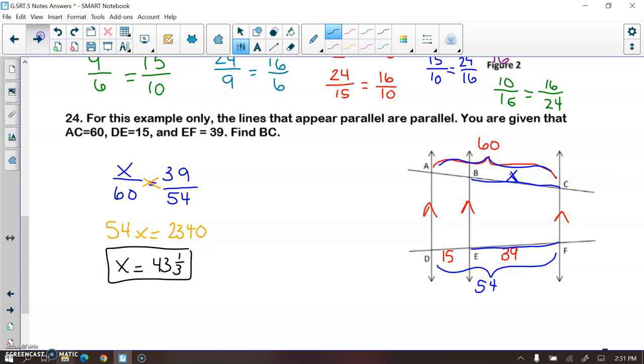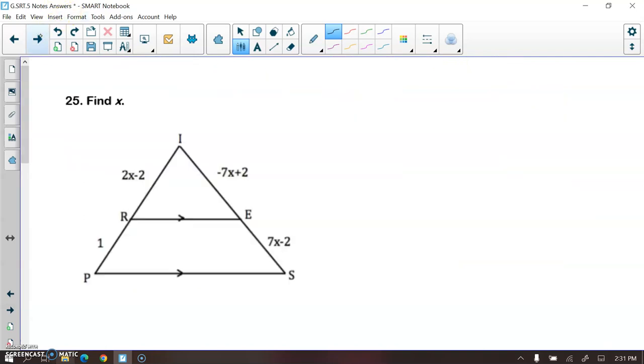All right, moving on to the next problem. It says I want to find x. We are going to use the side splitter theorem, or the triangle proportionality theorem, which is the same thing, because we have the two parallel sides. There are many different ways that you can set this up. I'm going to set it up as 2x minus 2 over 1 is equal to negative 7x plus 2 over 7x minus 2.